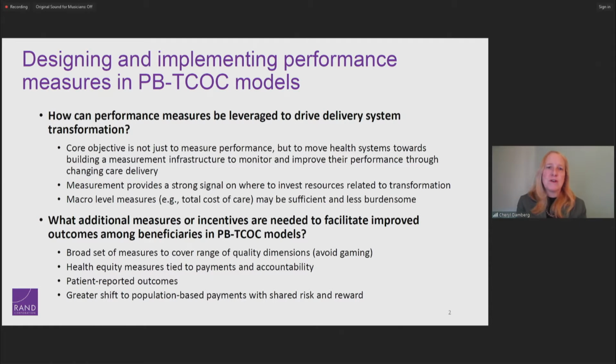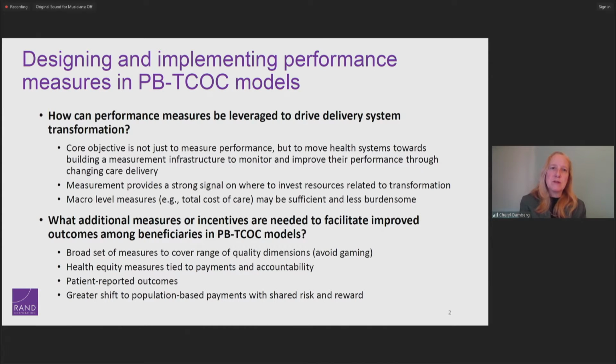In terms of the types of incentives that are needed to facilitate improved outcomes, I think one thing to consider in any performance measurement dashboard is the need to have a broad set of measures to cover the range of quality dimensions that are in play, but also importantly to avoid gaming.